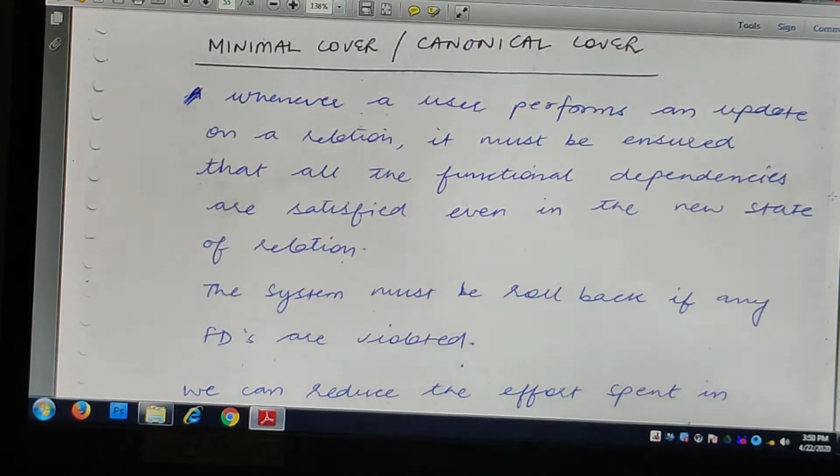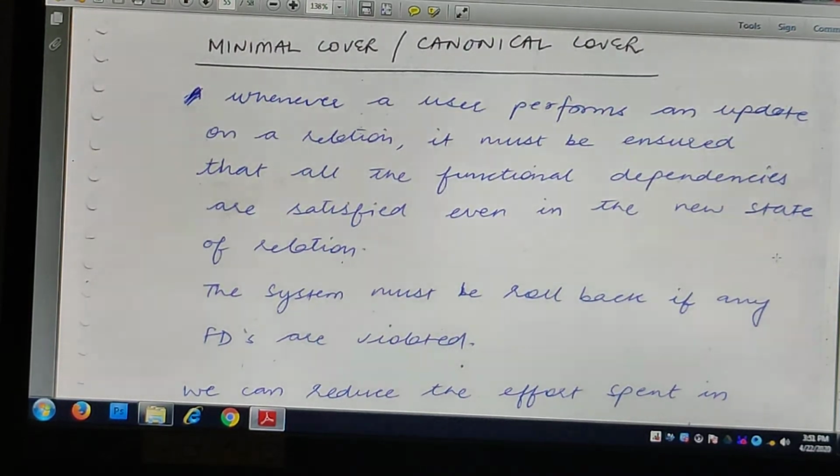So how will you ensure that no functional dependencies are violated? You have to check the whole set of functional dependencies. Sometimes the set is so large that you cannot verify whether each functional dependency in the set is holding or not. So what we can do is calculate a minimal cover. Minimal cover or canonical cover means the set of functional dependencies having the minimum possible number of functional dependencies, as the name suggests.